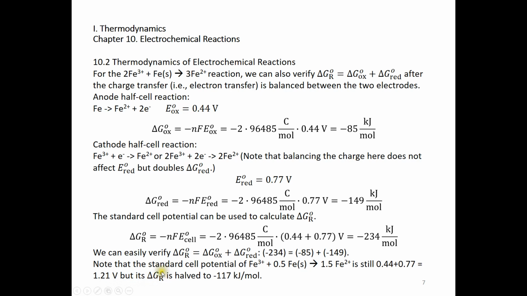However, the standard Gibbs energy of reaction is halved to negative 117 kilojoule per mole. So this number is just 1/2 of this number, because in this reaction we do not have 2 transferred electrons. We have only 1 electron being transferred. This iron 3+ gets 1 electron and it becomes iron 2+. And right here, this 0.5 iron loses 1 electron and becomes 0.5 iron 2+.